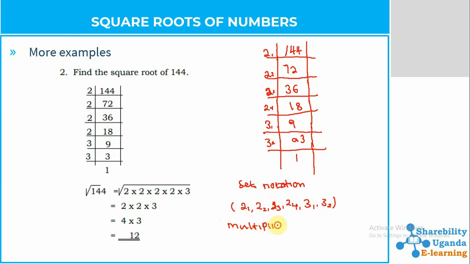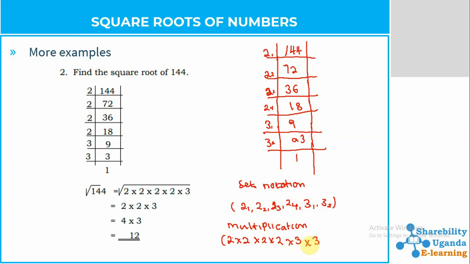Multiplication form. Our multiplication form is going to be 2 times 2, then times 2, times 2. How many times? There are 4 times.